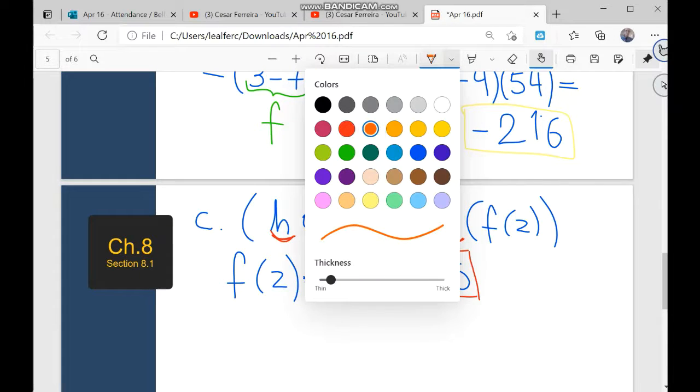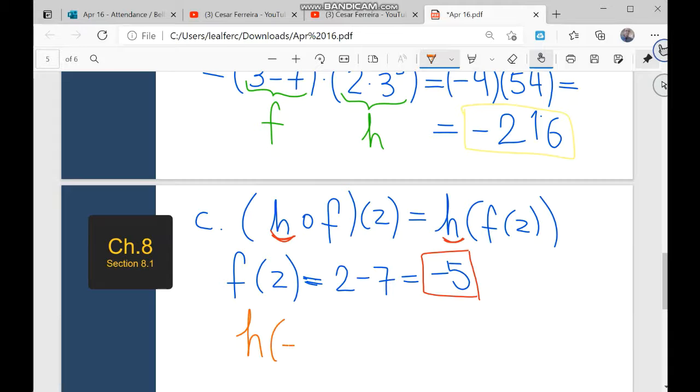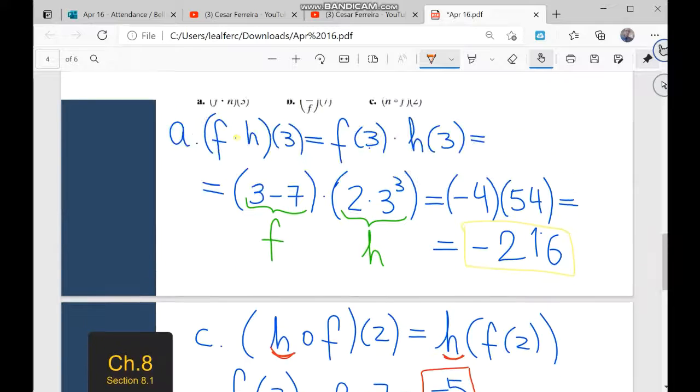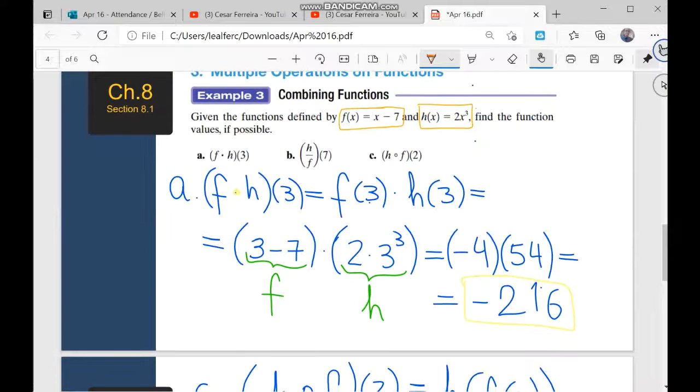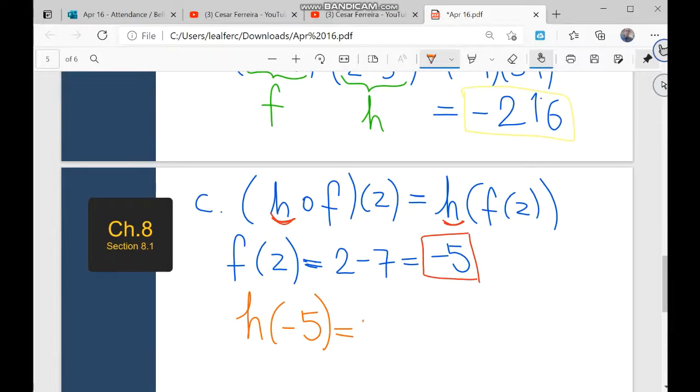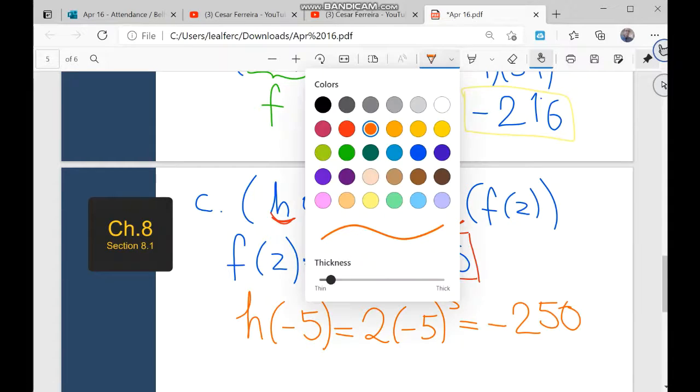Right? Because h of negative 5 equals. And h, you can remember here, is 2 times x cubed. 2 times negative 5 cubed. Type in your calculator, you're going to find the result: negative 250. This is the answer, negative 250.